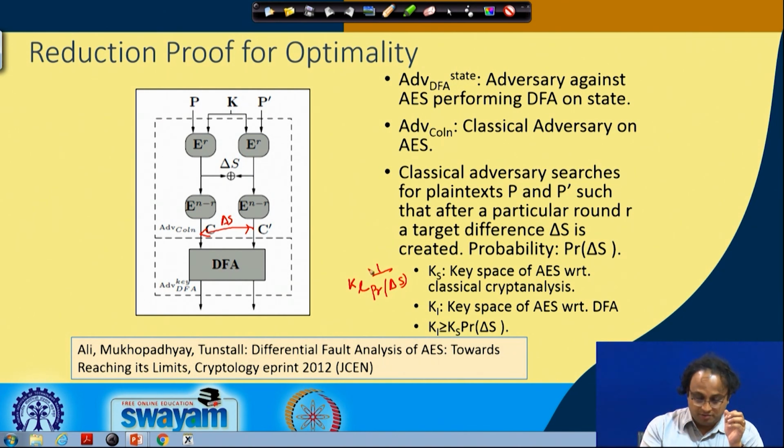So if I multiply these two things, then my total key complexity of AES cannot be more than this. Therefore, I can establish a bound where I can write that Ks is less than or equal to KL into 1 by probability of delta S. Or in other words, KL is greater than or equal to Ks into probability of delta S. So what is the implication of this?